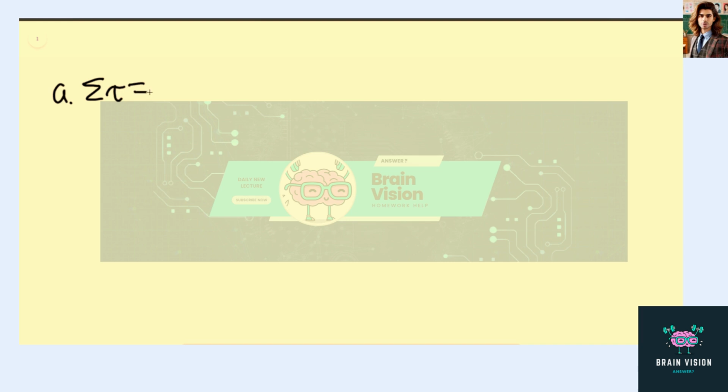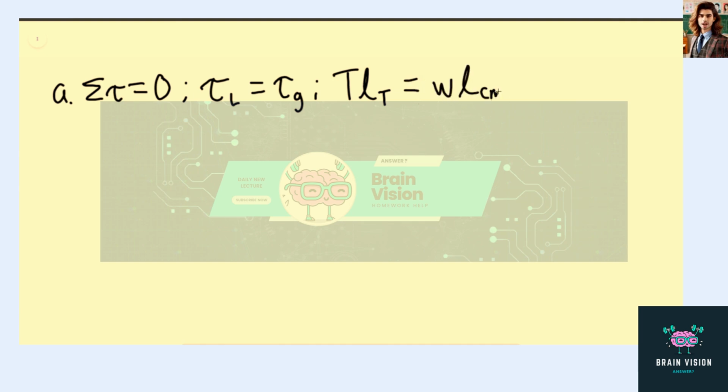So here we know that to find the tension in the cable, the sum of torque is going to be equal to 0. The system is in rotational equilibrium. So we can say that the torque due to the cable is going to be equal to the torque of gravity. So the tension times the length from the tension force to the rotational axis is going to be equal to the weight times the length between the center of mass and the axis of rotation.